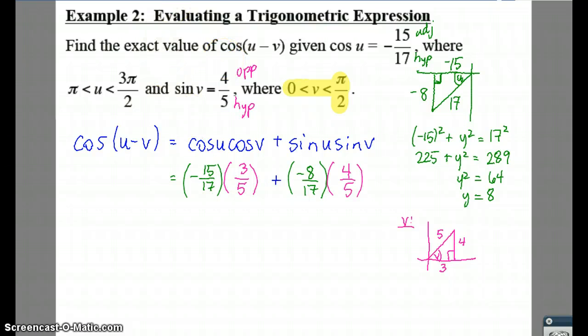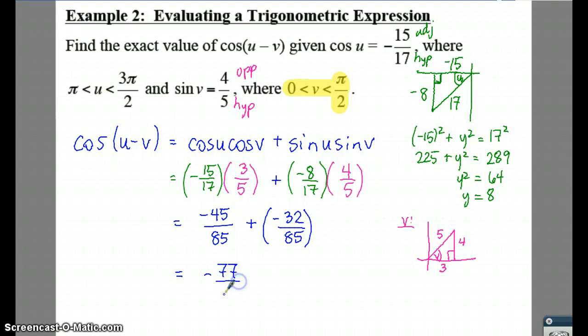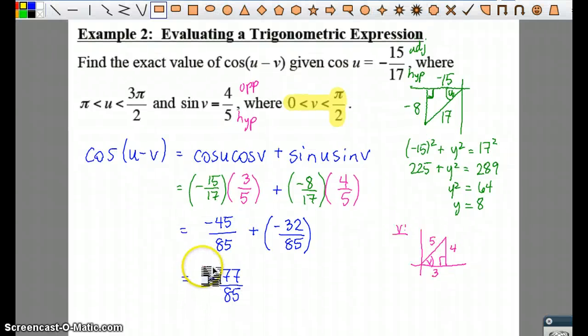Let's simplify this. We get negative 45, because you get 15 times 3, over 85, 17 times 5, plus we have negative 32 over 85. Since we have a common denominator, we can add those together. Our cosine of u minus v is negative 77 over 85. And that's a nice, pretty exact value. We're not going to turn it into a decimal and make it look ugly.